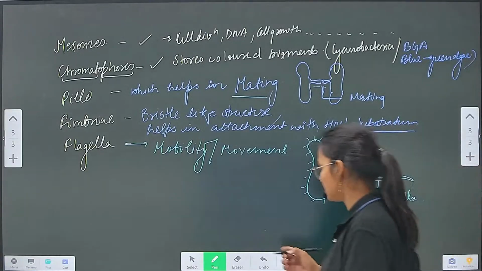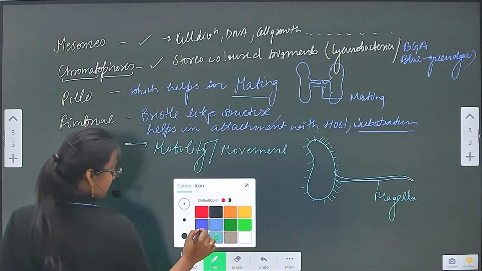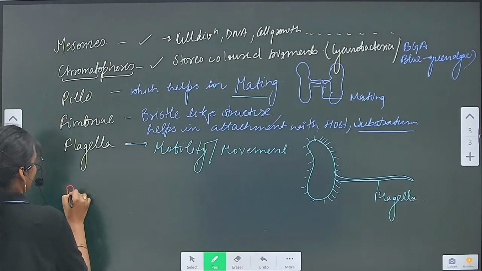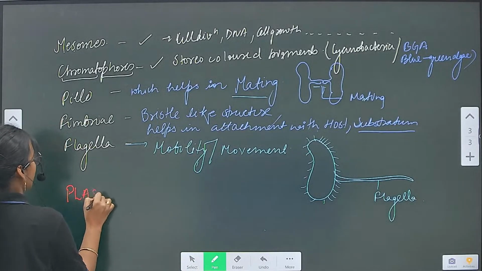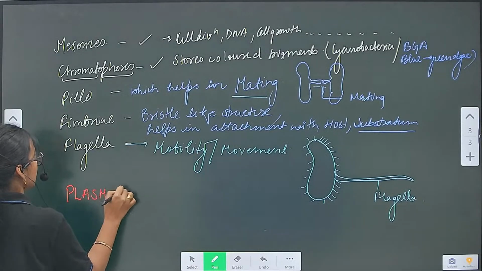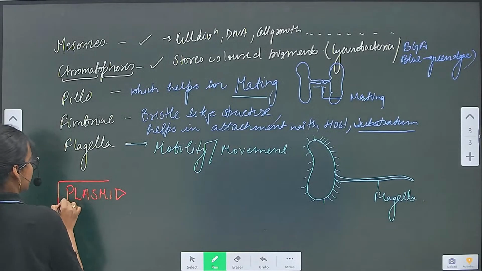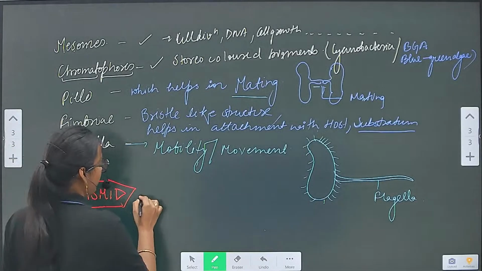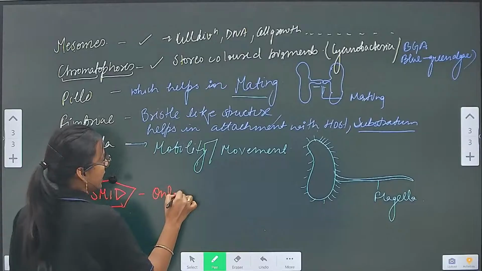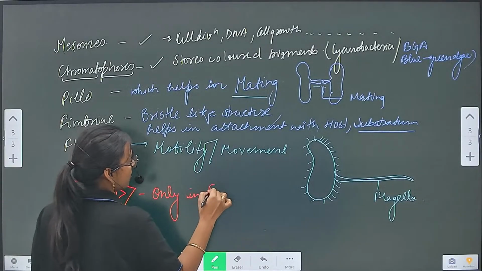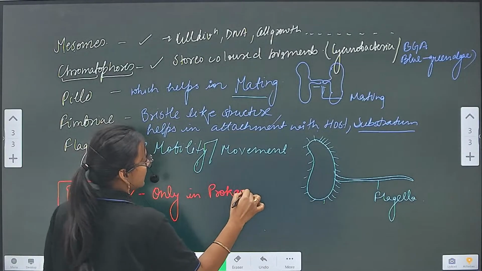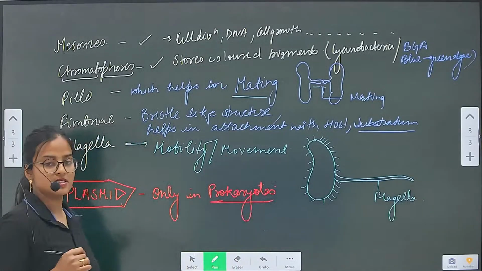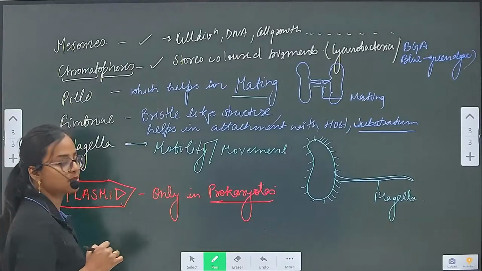Yeah. So the next is plasmids. Let us understand what plasmids are. These are not the plasma membrane extension. It is a separate thing exclusively found in prokaryotes, only in prokaryotes. Okay? Let us understand what a plasmid is.